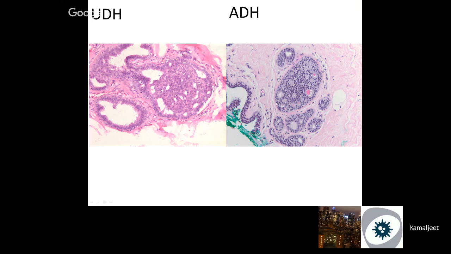In ADH, you see microacini, which are polarized duct spaces. You don't see that in UDH, where the spaces are, as I said, more slit-like. The nuclei in UDH seem to swirl, and you can see some darker nuclei and some opened up nuclei, while in ADH the nuclei are more uniform, round to oval. So that makes it ADH.